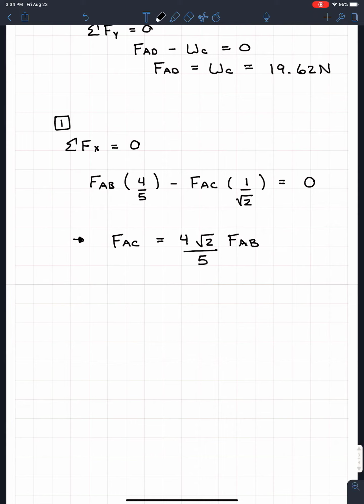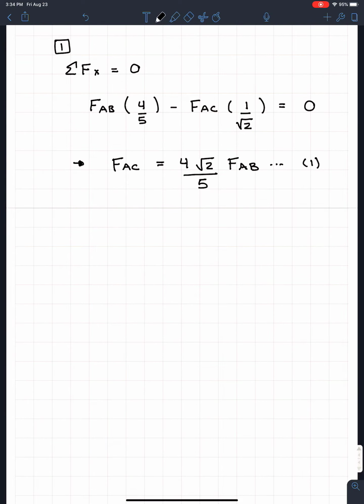And that's just simply moving one term to the other and then multiplying by that constant. So I'm going to go dot, dot, dot, 1. So this will be my equation 1. So if you hear me say equation 1, this is what I'm referring to. So our second equation is the sum of the forces in the y direction is equal to 0.